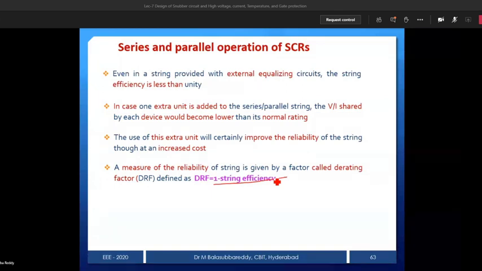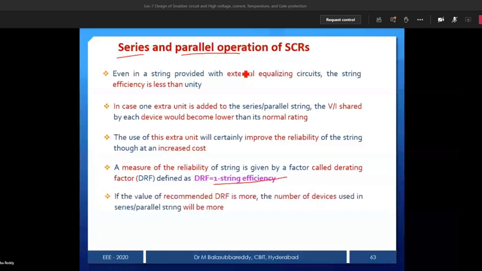explanation of series operation or parallel operation. They may ask protection for equal sharing, static equalizing circuit and dynamic equalizing circuit, everything will come again for the series operation case. And for parallel operation, what problems will arise, how to overcome that, everything. So we'll see that in the next class.